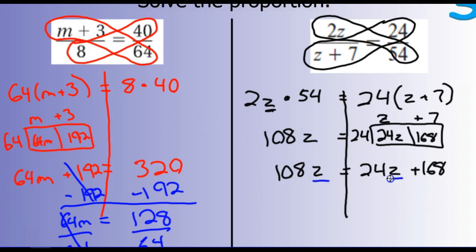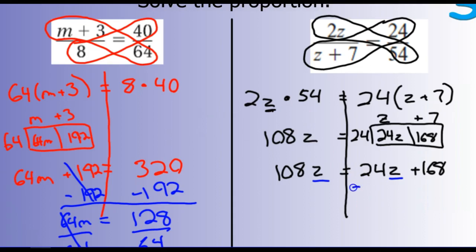on this side. We can't have that. We need to move one of them over. So I'm not going to move this 108z over to this side because then I would have nothing here. What I am going to do is move the 24z to the other side.